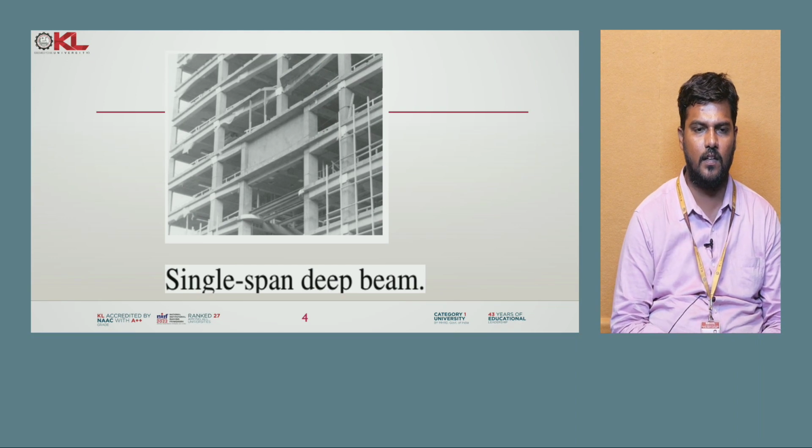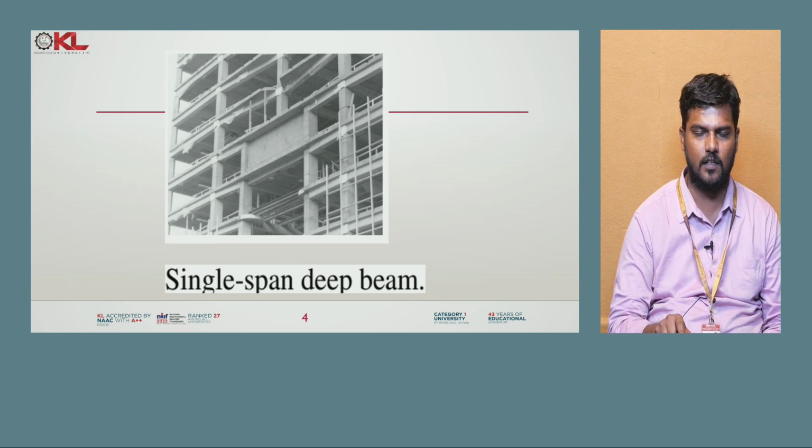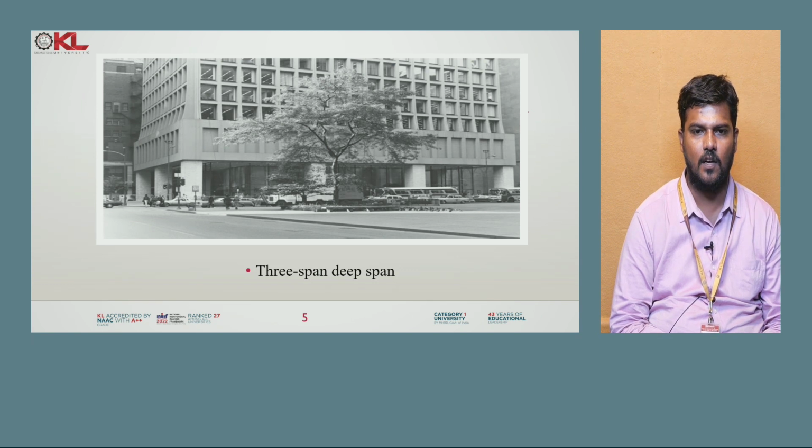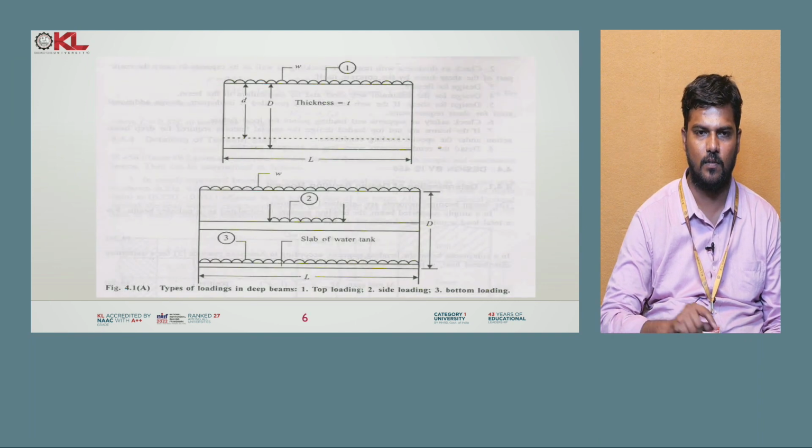And you can see here this is a single span beam throughout the structure from the top to the bottom, which is clearly evident in the figure. Next one, this is the 3 span beam, and you can see we have a total of 4 columns, of which 2 are present at the end portions and 2 at the middle portions. So here you can see we are getting 3 spans in between the slabs.